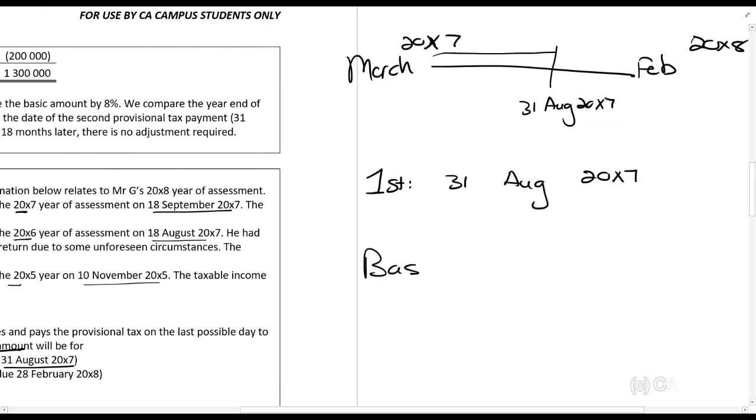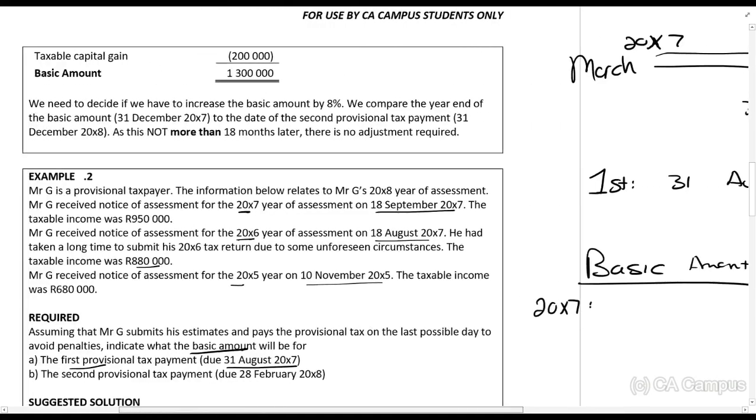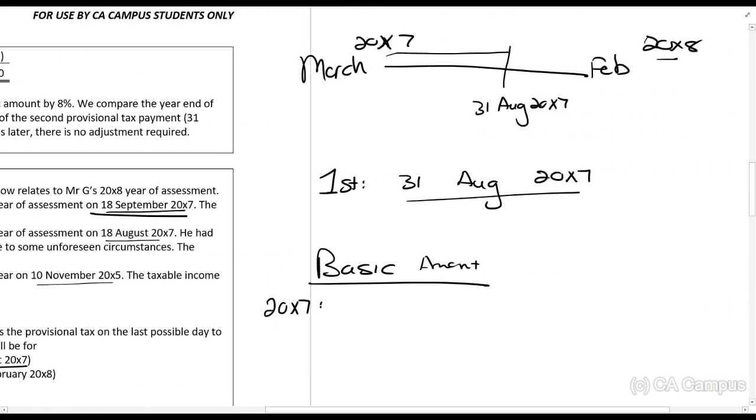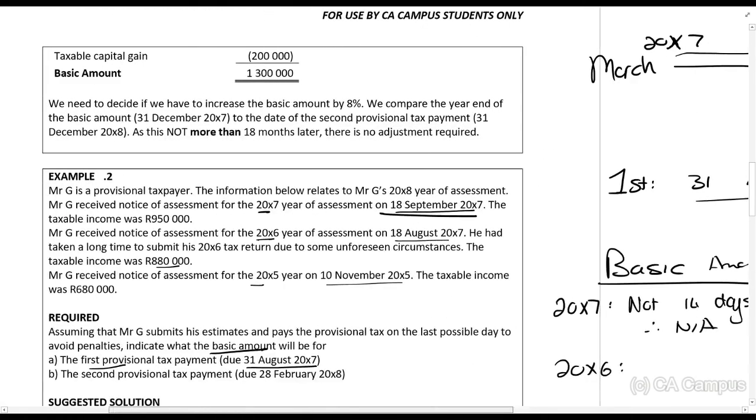Now we say, what is the basic amount? So how does it work, guys? We're doing it for the 20x8 year, so we start with the 20x7 year. The 20x7 year was received on the 18th of September. What date are we looking at now? 31 August. So the 20x7 one hasn't even been received yet. It will only be received in September. So not 14 days or more, thus not applicable. Can't use it. Go back 1 year to 20x6.